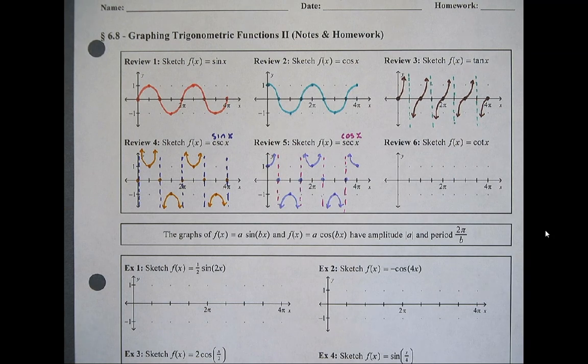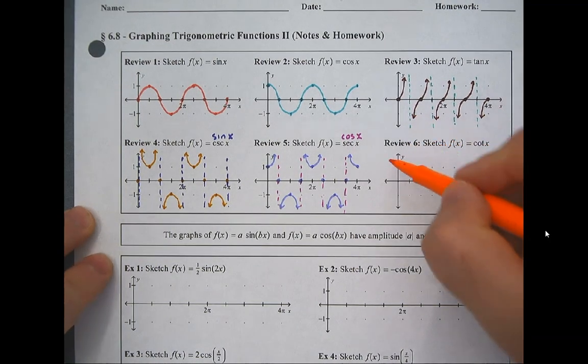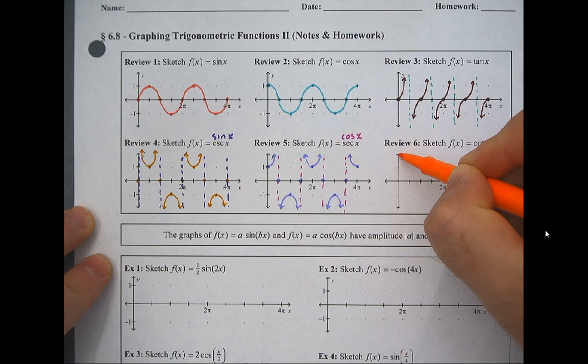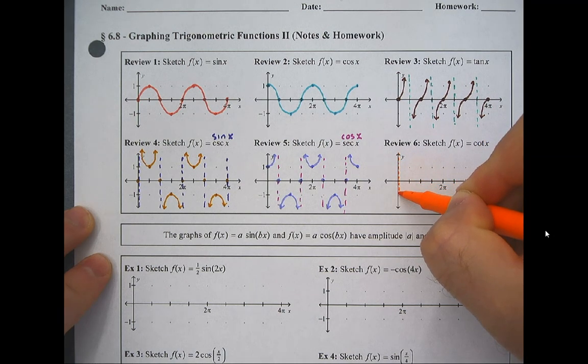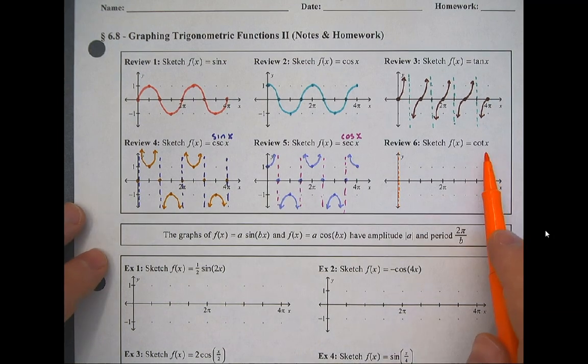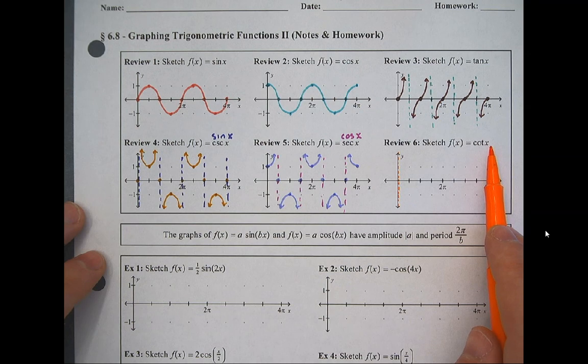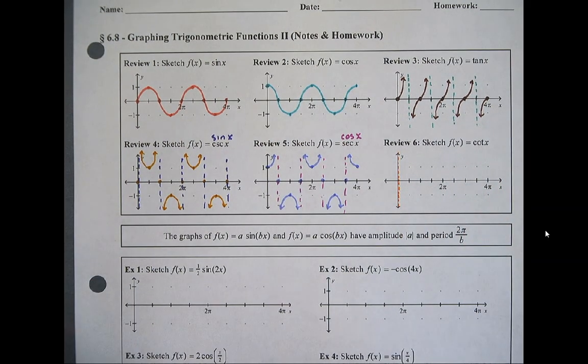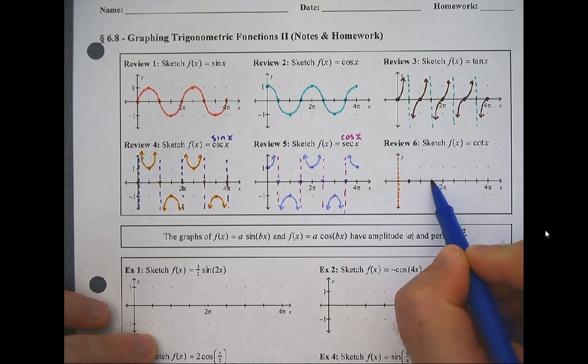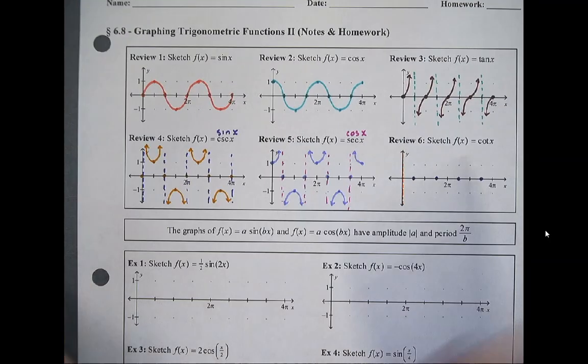And last but not least, let's see how cotangent's doing. Cotangent is y over, my bad. It's the reciprocal of y over x, so it's x over y. So when I do x over y, 0 over 1 ends up being 0, and 1 over 0 is undefined, so that's an asymptote. And then we get 0, asymptote, 0, asymptote.